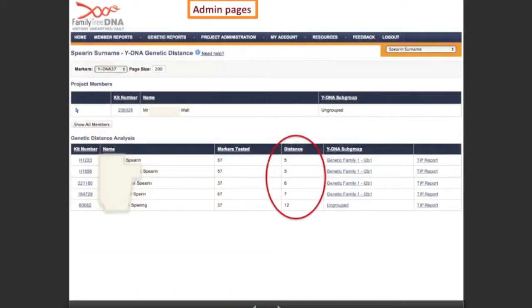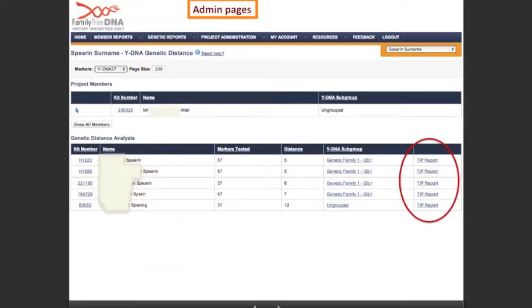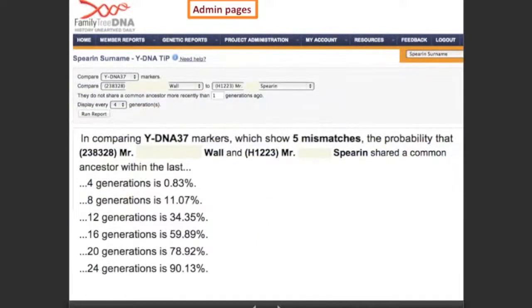Now, what do I mean by the TIP tool? Let's go back to the previous slide. There's the genetic distance. This is the TIP report here. And this is the TIP report that compares this particular individual here against every other individual in the group. And if we click on the TIP report, then I'm going to click on this one here first, the one that has a genetic distance of 5, then we get this type. Well, you can also access it by clicking on genetic reports and then going to the Y-DNA TIP. But if we click on the TIP report, then we get this kind of report coming up.